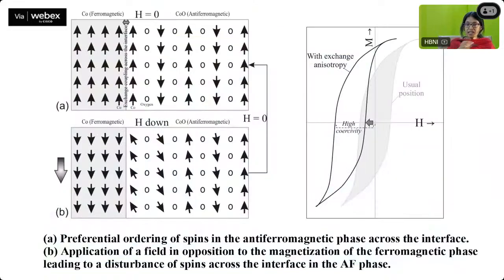So all that I said in the previous slide is explained over here. This is what you see. With exchange anisotropy, the curve, which was somewhere like this, has now moved, and you see that the coercivity is not equally distributed; it is skewed in one direction of the applied field. This is known as the exchange anisotropy, and you will find this at the interface.